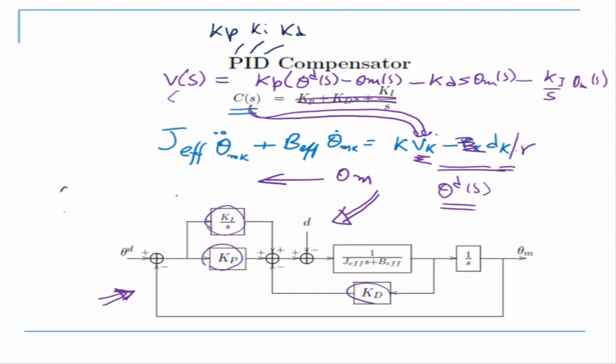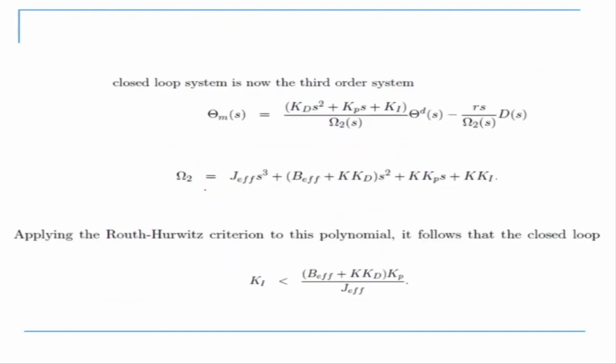Then what we do is we find theta m(s). When we find theta m(s), this omega 2 will come at the denominator, and omega 2 is now equal to J into s cubed plus this plus this. So now you see that this is a third order, s squared, this is s. Now it is not possible to say whether the system is stable or unstable simply by looking at J, B and K. Now J, B, K, Kd are all positive, because they cannot be negative.